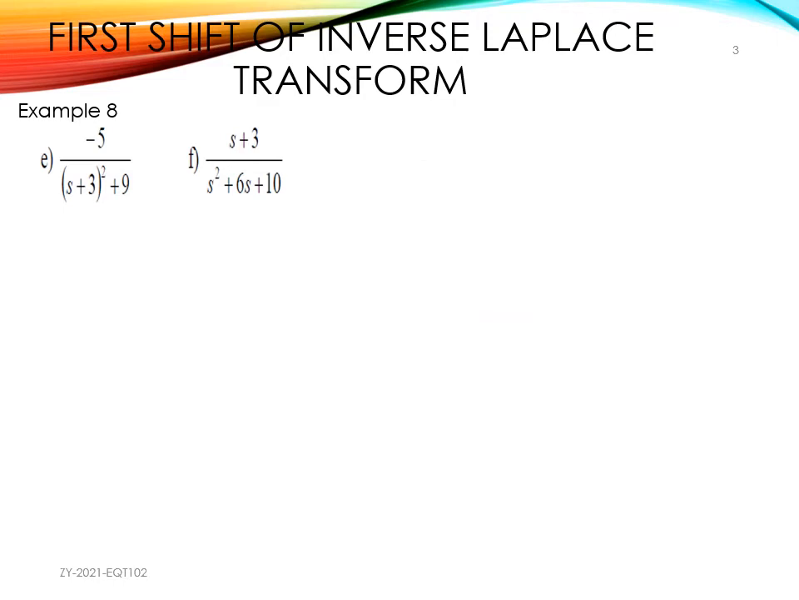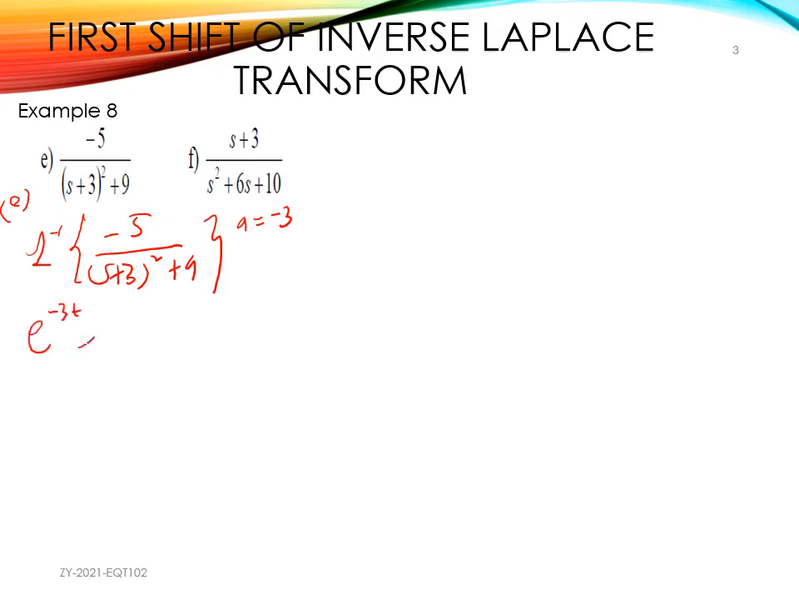So next for E, let's see what this is. For E, we want to form Laplace inverse of negative 5 over (s plus 3) squared plus 9. So we have a equals negative 3. So it will be e to the negative 3t Laplace inverse of negative 5 divided by s squared plus 9. I see this is sine, right? Because we have s squared and I don't have s here, so it's sine. Since it's 9 here, a must be equal to 3, right? The square root of 9 is 3, so it must be 3 here instead of 5.